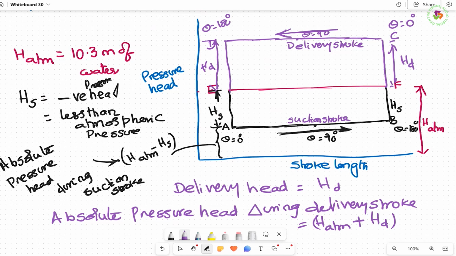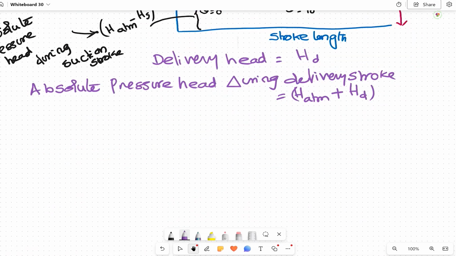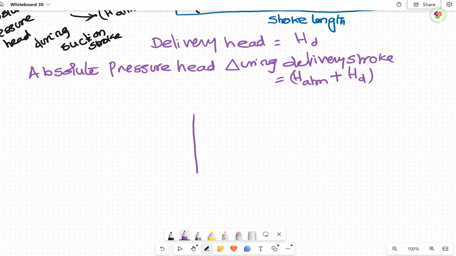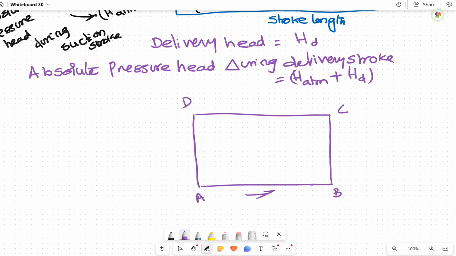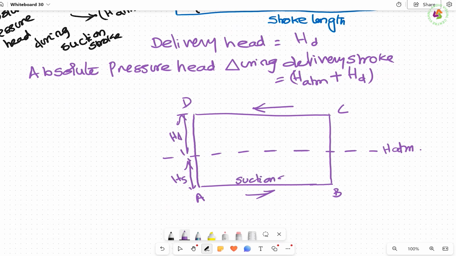This diagram, whatever you have represented, you are representing as A, B, C, D. And this is the suction stroke, this is the delivery stroke, and somewhere here this is the atmospheric pressure. Below this is the suction head, and above this is the delivery head. This is the suction stroke, and this is the delivery stroke.